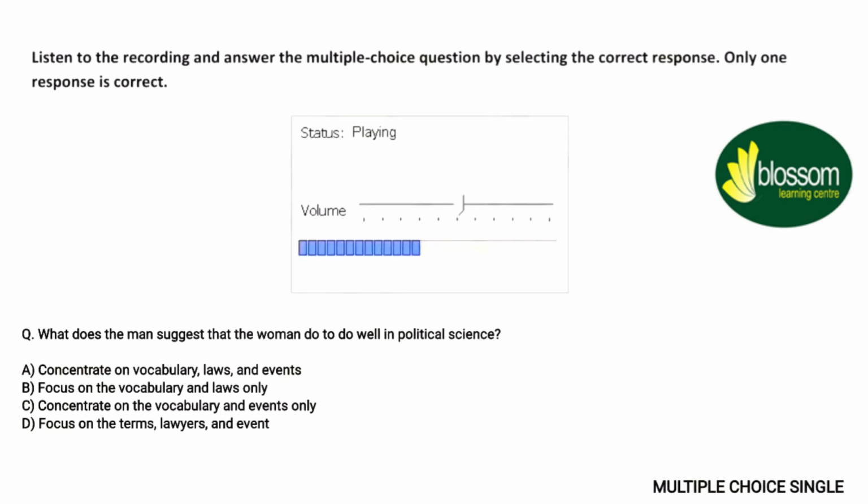Jane, let me tell you something. Based on my experience, you just need to try. You know, the words may sound difficult, but they are not at all that difficult. Once you get familiar with the vocabulary, basic laws, and events, political science is a very interesting and easy subject. On top of that, you have me to help you. Do you really think so? Yes, I'm sure. Everything's up to you. If you think positively and put effort into it, everything will become easy.